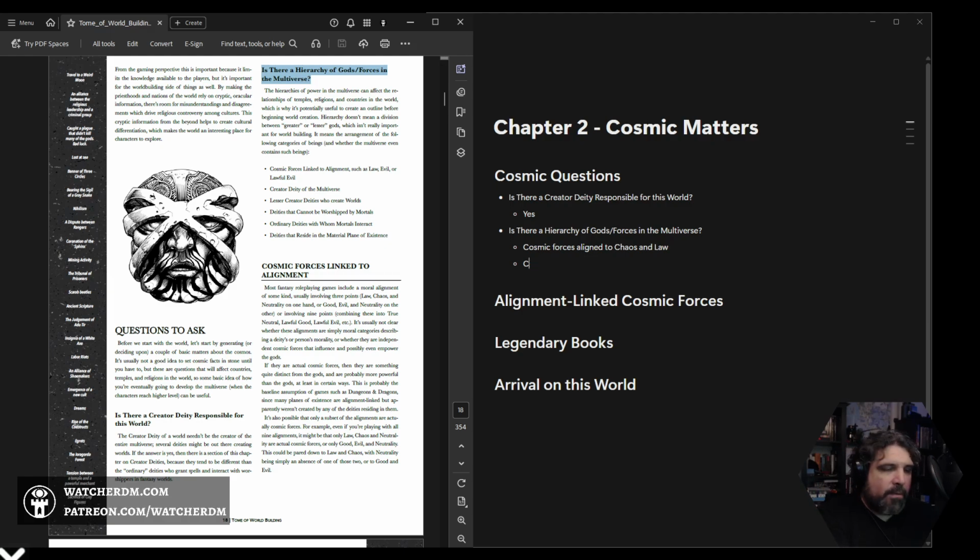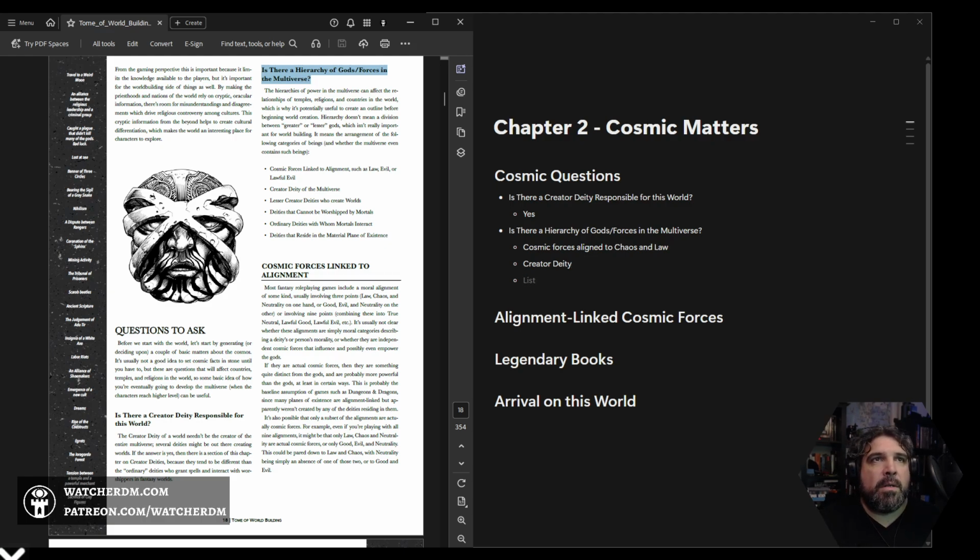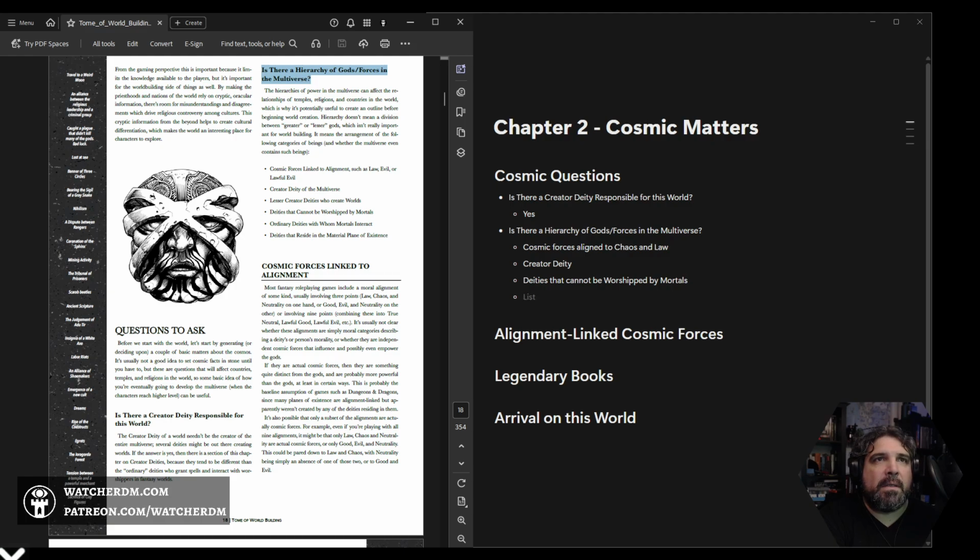We are going for a creator deity, so that'll be another. Lesser creator deities who create worlds. I think we can skip that. Deities that cannot be worshipped by mortals. I wonder what that means. Ordinary deities with whom mortals interact.